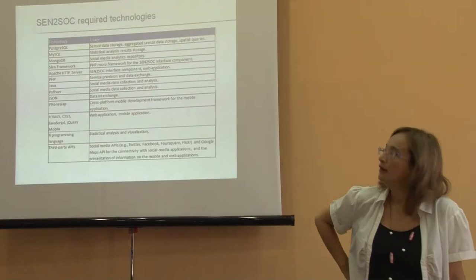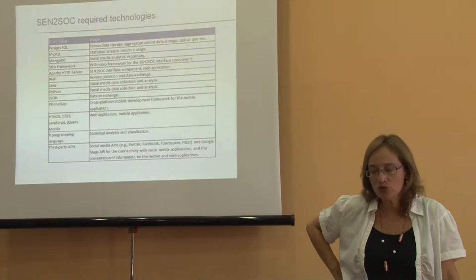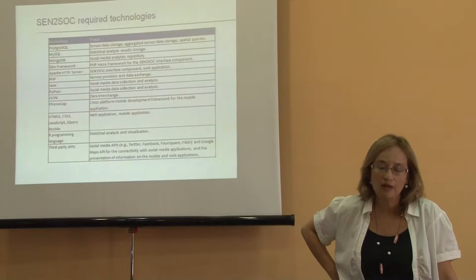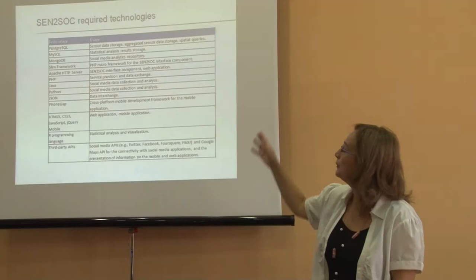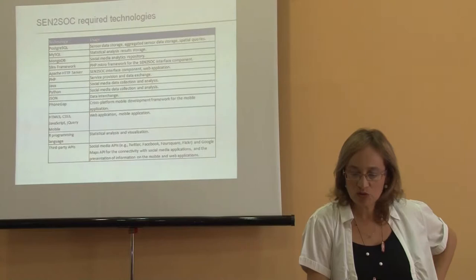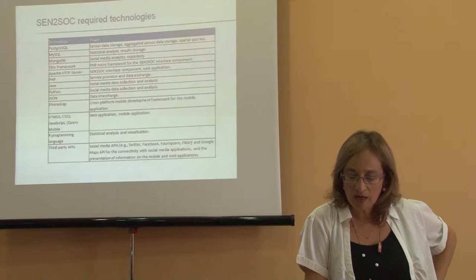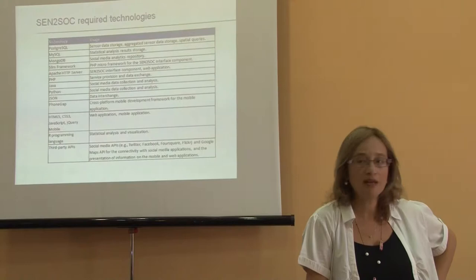So the technology that I chose, the tools we use for each of the components, are the ones that you can see here. We use NoSQL databases like MongoDB for the social network activity, and we actually utilize NoSQL databases for most of the social network analysis that we carry out. The SLIM framework is a PHP framework that is very easy to use, for the interface component.